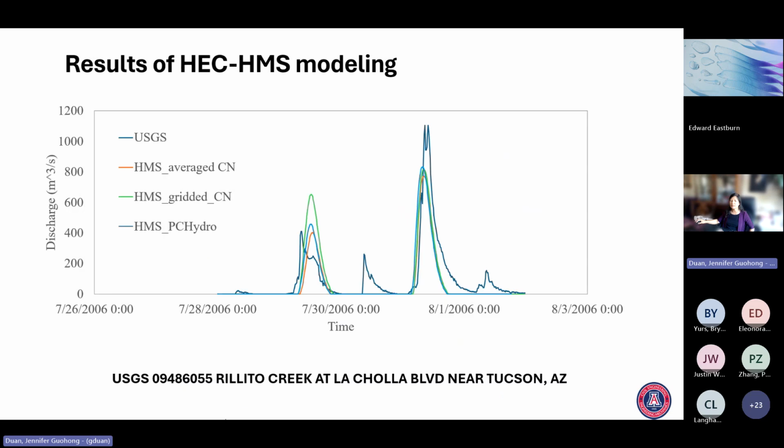All right, so continuing, here we see the Rillito River at La Chula, the blue bar. This is the USGS record. We see the new curve number map results in orange and green, and the old PC Hydro map in blue. And you see the predictions have errors. The current ones over-predict that event.